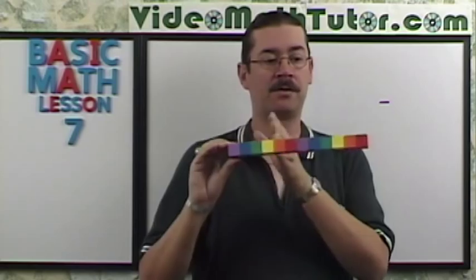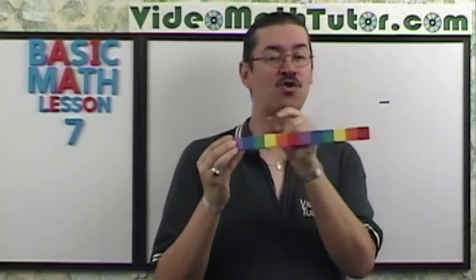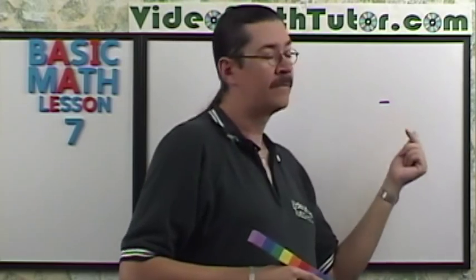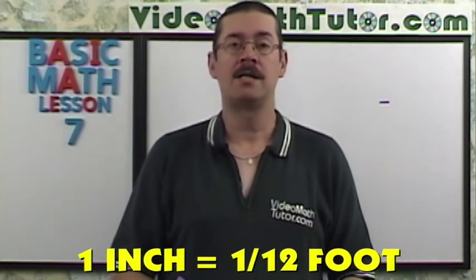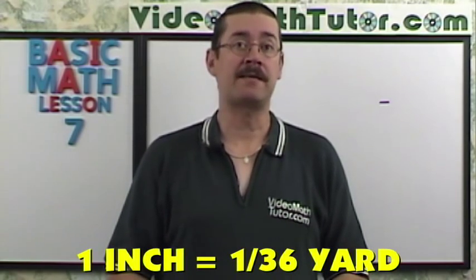Now, if you divide your foot into 12 equal parts, each of these little parts is 1/12 of a foot. This length right here is called an inch, which is the same thing right here. So 1 inch is 1/12 of a foot. It's also equal to 1/36 of a yard.